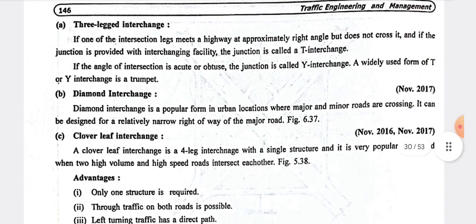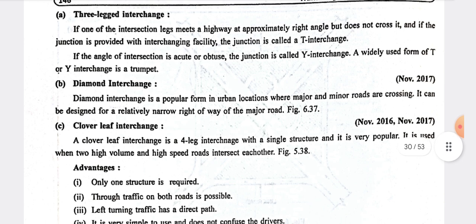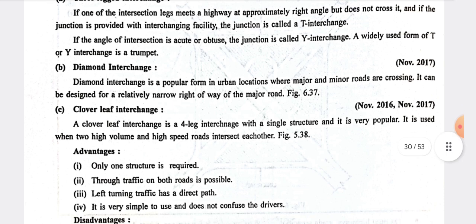So first we discuss the three leg interchange. If one of the intersection legs meets a highway at approximately right angle but does not cross it, and the junction is provided with interchanging facility, then this junction is called a T interchange junction. If the angle of intersection is acute or oblique, the junction is called a Y interchange, and a widely used form of T or Y interchange is trumpet.